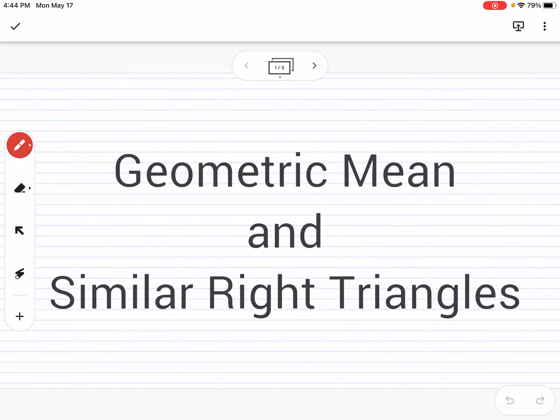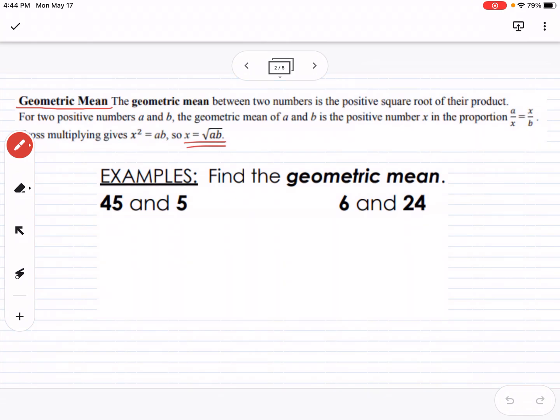In this video, we'll be learning about geometric mean and how to use the geometric mean to solve for altitudes and legs of similar right triangles. So your geometric mean between two numbers is the square root of their product. Pretend you have two numbers a and b. The mean of a and b is the number x in the proportion a over x equals x over b.